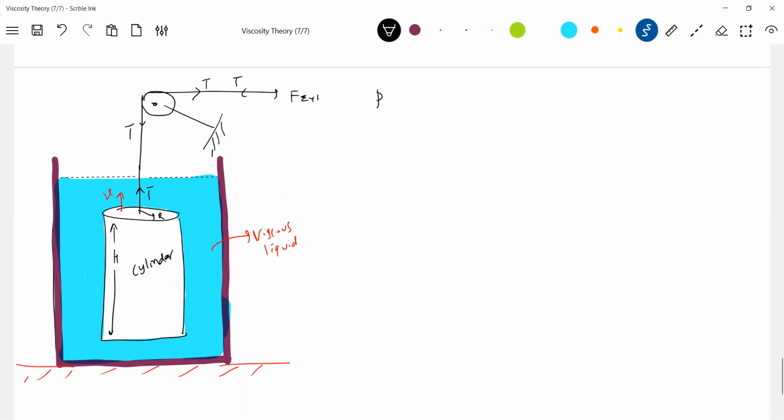So the external power should be equal to F external into V. What is F external? It should be equal to viscous drag into V. Now what is the viscous drag? Eta, surface area 2 pi R L, velocity V into this is V. What shall I write for the perpendicular distance here? That perpendicular distance should be R by 2.